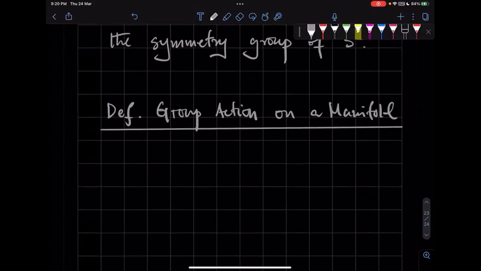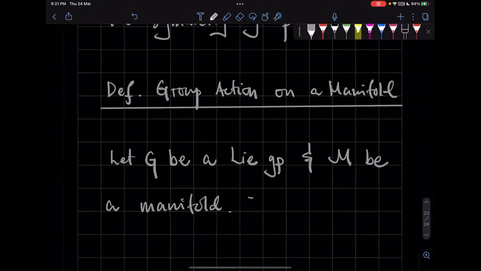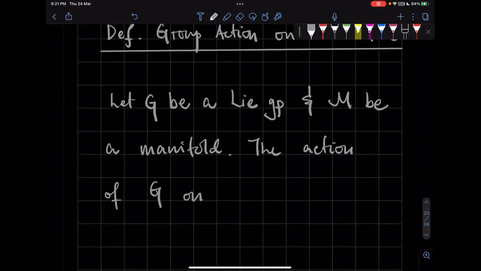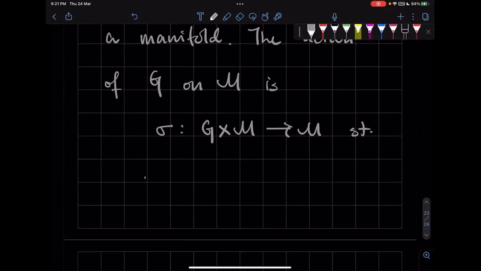Okay. So let's define the group action on a manifold. So let G be a Lie group and let M be a manifold. The action of G on M is the map sigma, which is a map from G cross M to M, such that the map must have these properties. The identity element of the group acting on a point P on the manifold must give me the same point, for all P in the manifold.